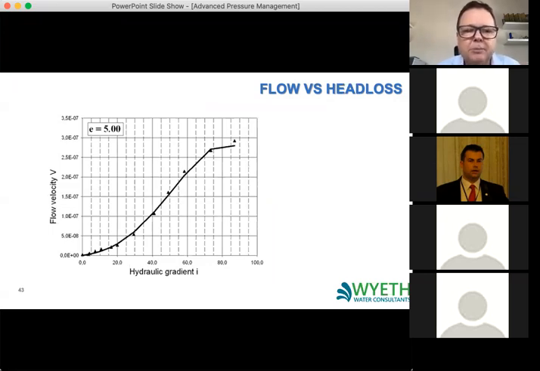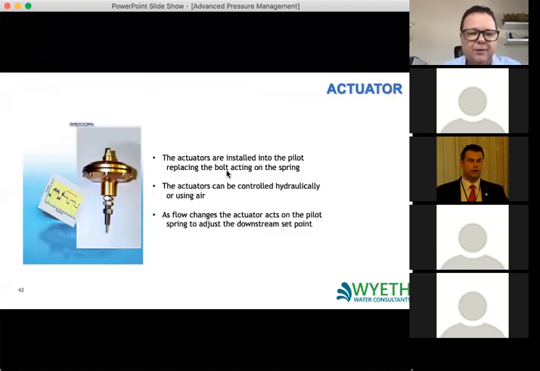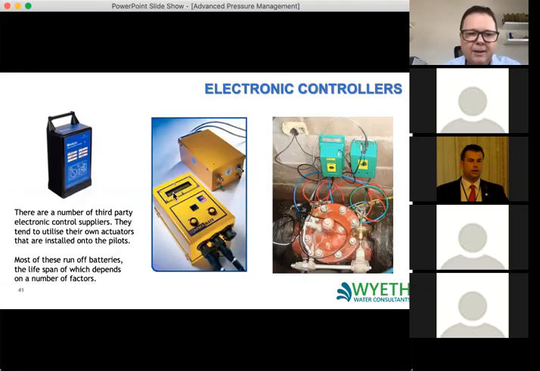So you would get some data loggers. You would put a data logger on the flow meter into the DMA. You would have a data logger on the outlet of the PRV and also at the critical point. And you would then create a graph like this of flow against hydraulic gradient or pressure drop across the DMA. This curve, this graph, you would then put into the devices like this, and they would then monitor flow.